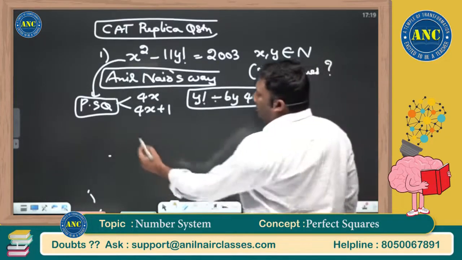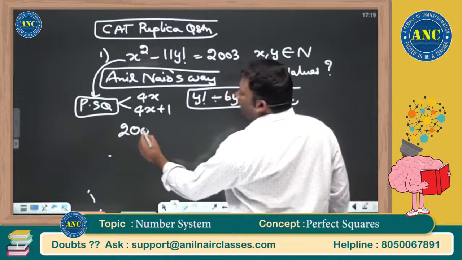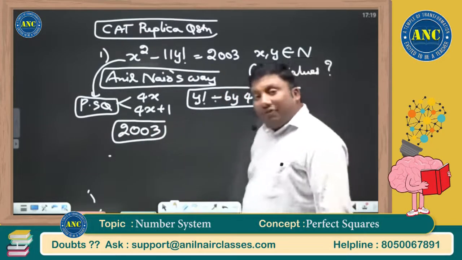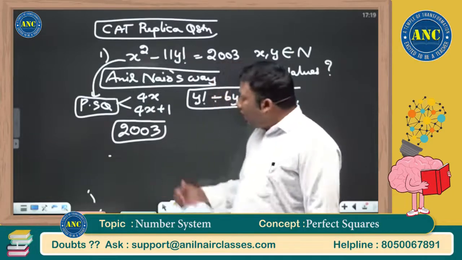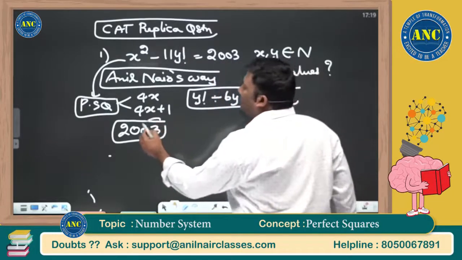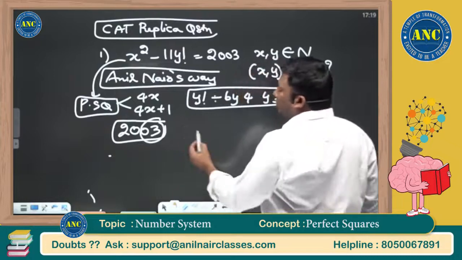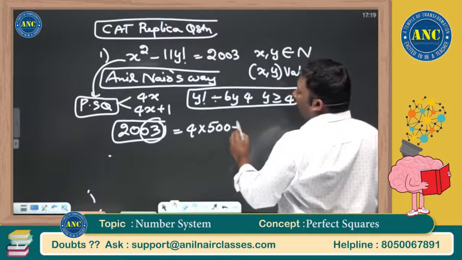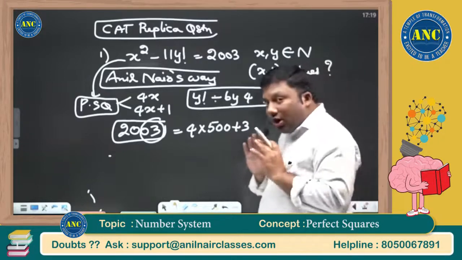Now, what is another important key point? 2003, because a perfect square is always of the form 4k or 4k plus 1. What is the divisibility rule of 4? Last 2 digits should be divisible by 4. So it is nothing but 4 into 500 plus 3. I did not solve the question.